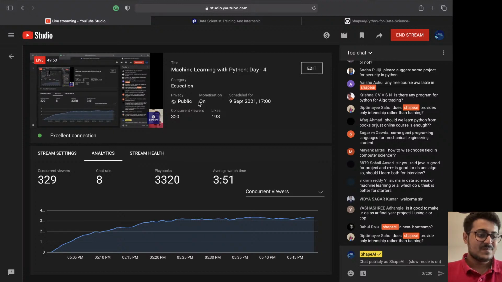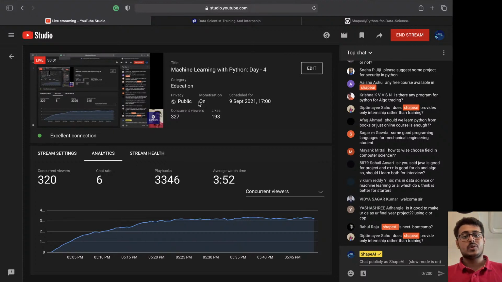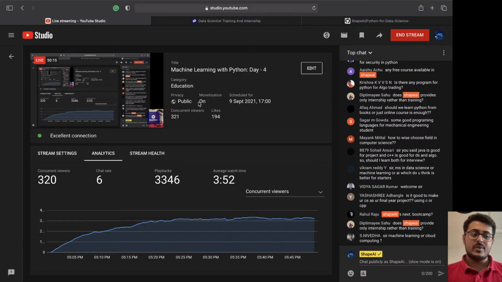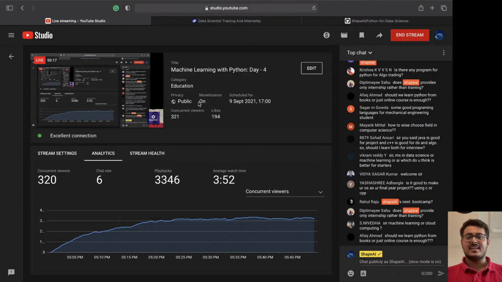Does ShapeAI provide only training rather than internship? Currently, we provide training and internships both together, because we don't know whether people know the stuff or not. So we train them first in all the different technologies, so that in the future they are able to do something on their own as well. Machine learning or cloud computing? Machine learning, of course. As I am a data analyst, I will always select that.